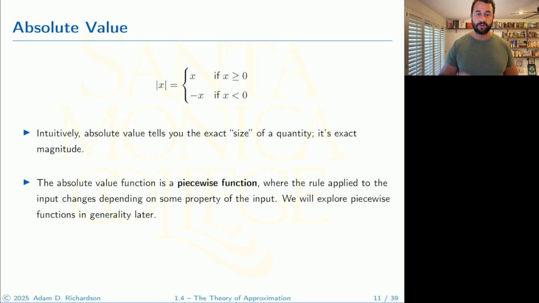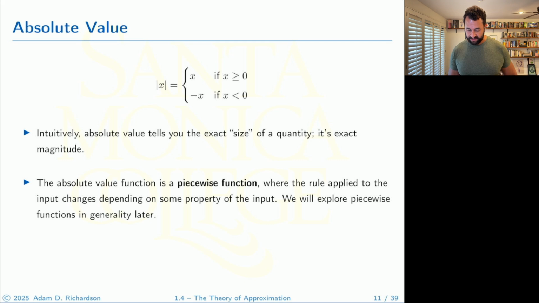Maybe as a little flash forward, a function is basically a rule, and the rule says what to do to the thing you put into it, right? Well, the absolute value function says, hey, it depends on what you put into me. So if the thing you put into me is greater than or equal to zero, I'm just going to spit that thing back out again.